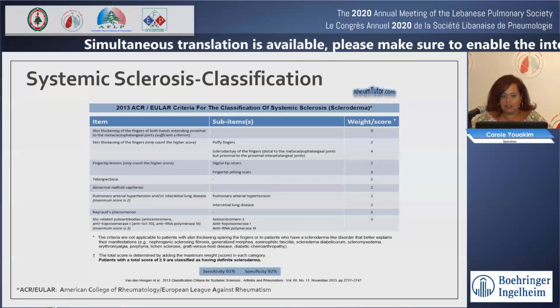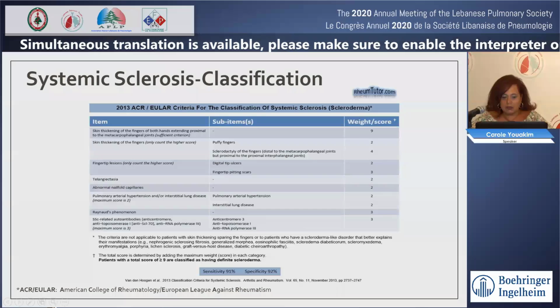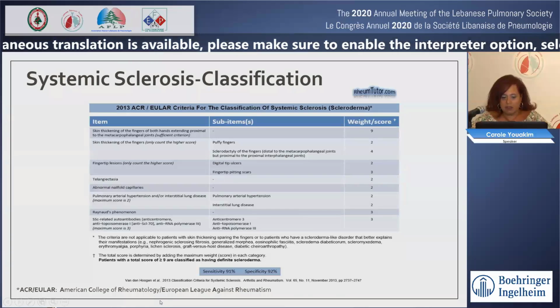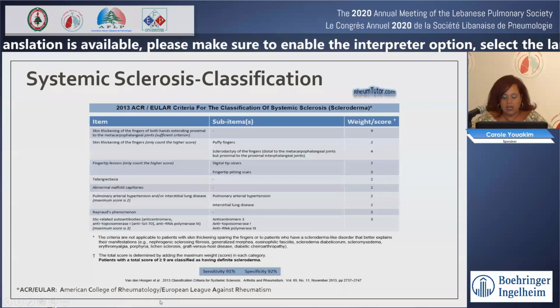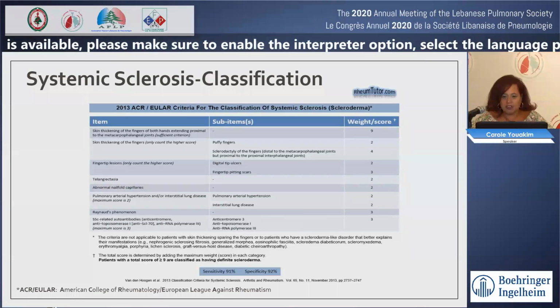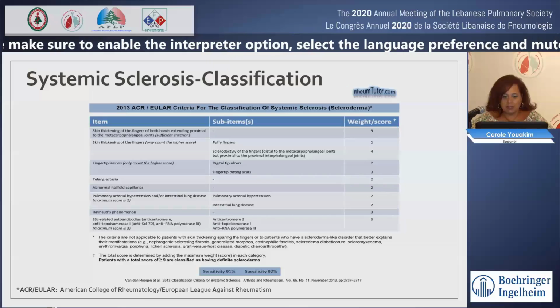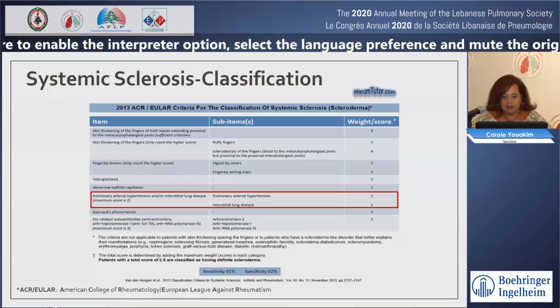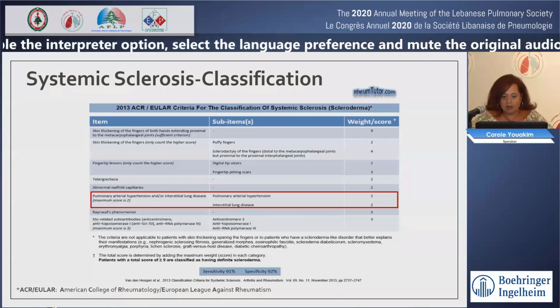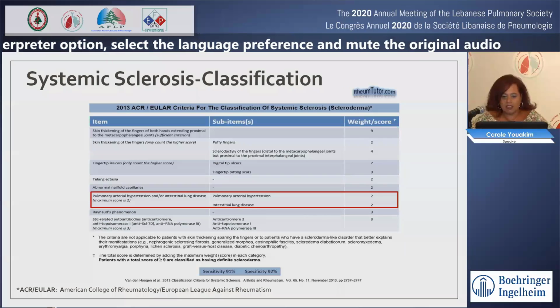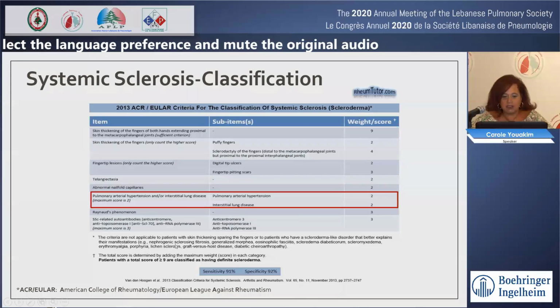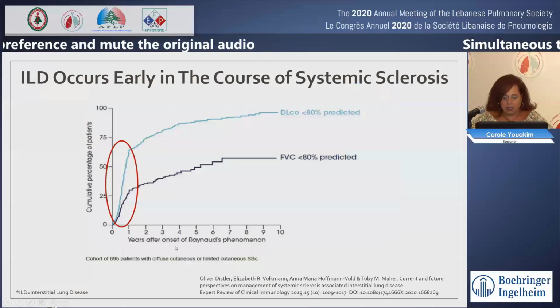In 2013, a joint committee of the American College of Rheumatology and the European League Against Rheumatism updated the classification criteria for systemic sclerosis. And in this new classification, lung involvement was added. Why? Because of the increased frequency of lung involvement in patients with systemic sclerosis, either interstitial lung diseases or pulmonary arterial hypertension.